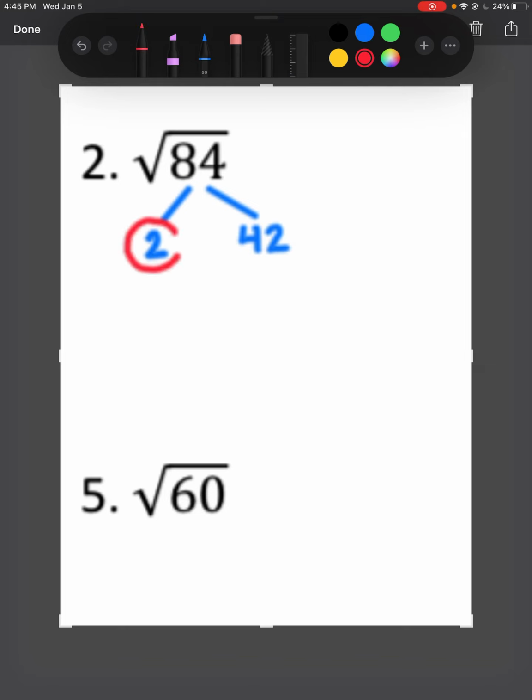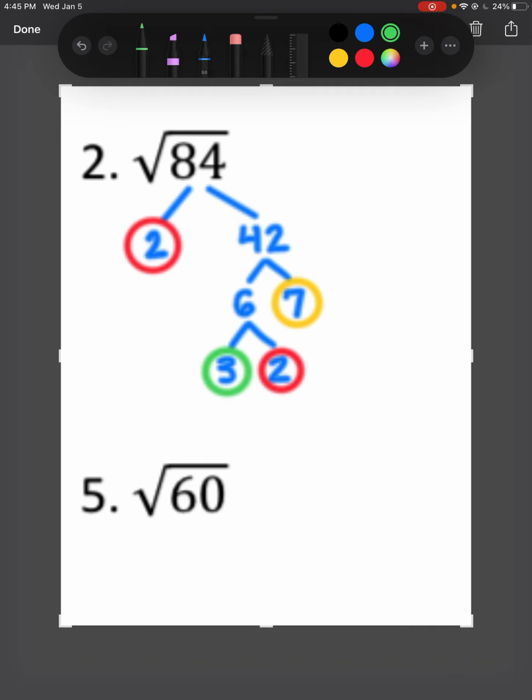Now I'm going to circle the 2 because it's a prime number, okay? Now 42 is not prime. I can break it down again. I can break it down into 6 and 7. And 7 is a prime number. I'm actually going to do it in a different color. You'll see why in a second. And then I can break down the 6 into 3 and 2, both of which are prime numbers.